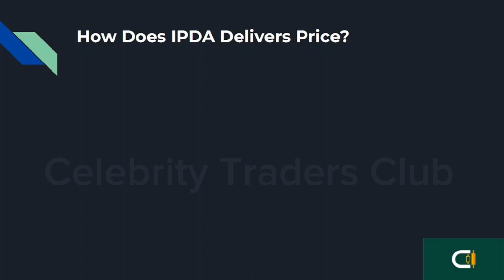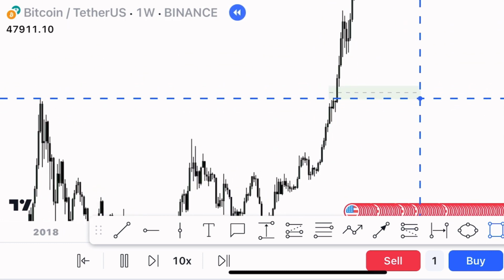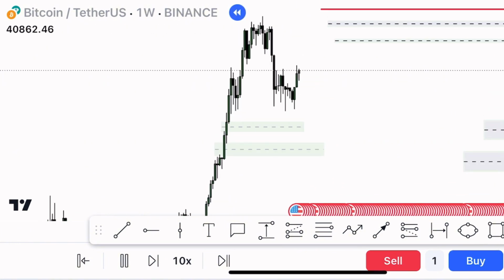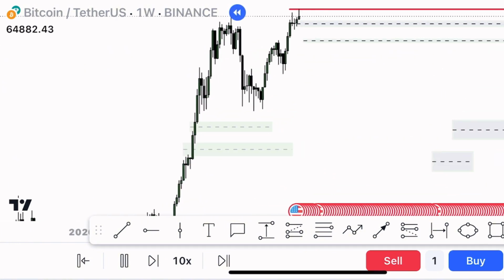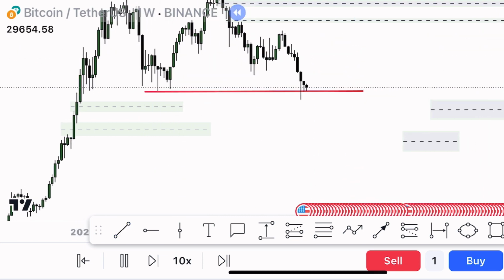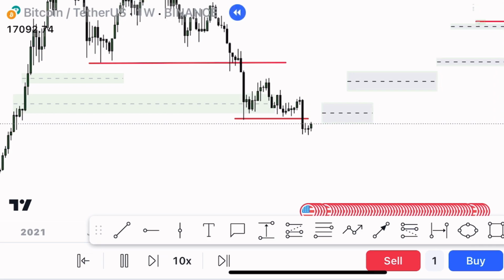Since we understand that IPDA's job is to deliver price efficiently to both buyers and sellers, that means they have to offer price in both directions. You look at Bitcoin, it's not just going to be buy, but at some point it's going to sell just to make price efficient, balance out price, then continue running up. Look at Bitcoin, buy, and at some point it crashes down just to fill up the fair value gap, just to fill up the imbalance, just to deliver price efficiently to both buyers and sellers.